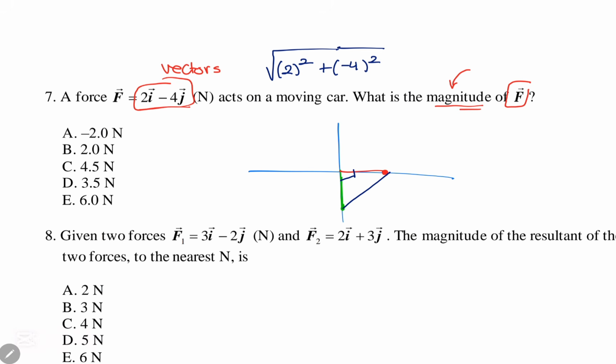You don't add i or j, why? Because it's a magnitude. So you put it on your calculator, the square root of 2 squared plus minus 4 squared, and please do not forget the brackets. Put it on your calculator. I got 4.5, and what's my unit?